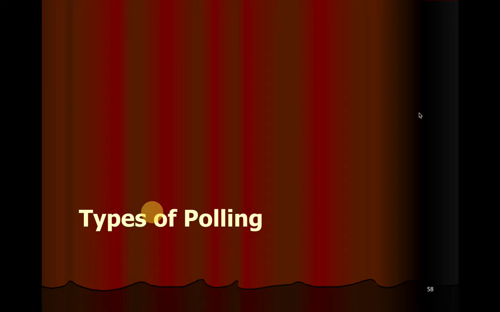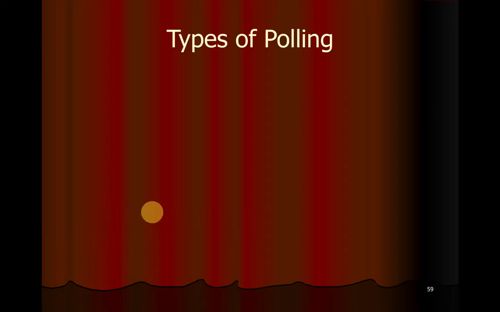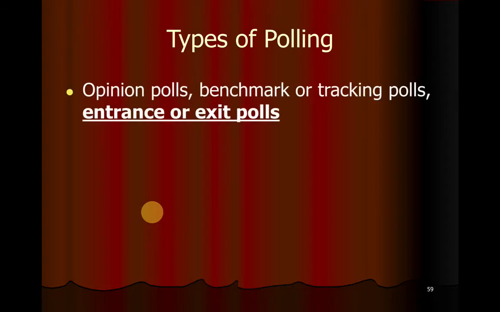This is your AP Government video on types of polls. Now, we talked about how public opinion can be measured through polling, and that is just one thing that it's used for. It's also used for benchmarking or tracking how good a candidate is doing.